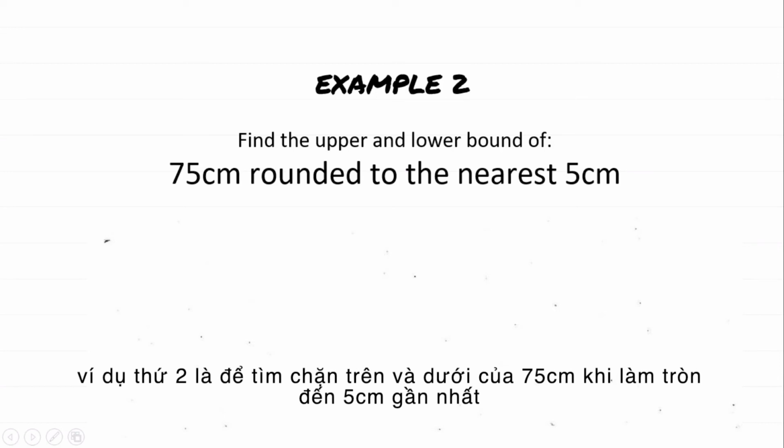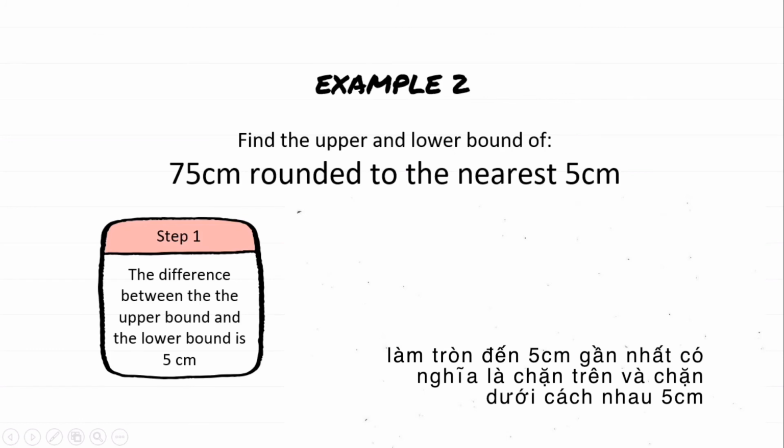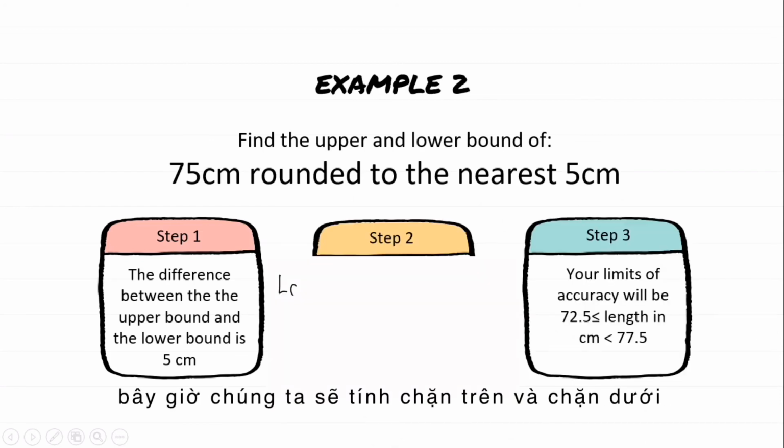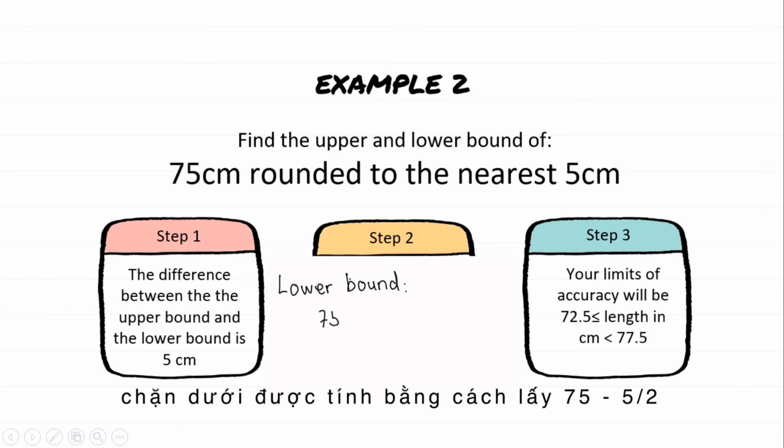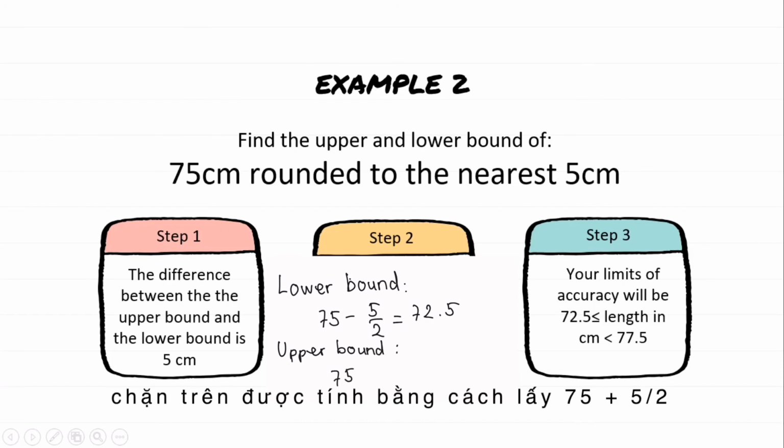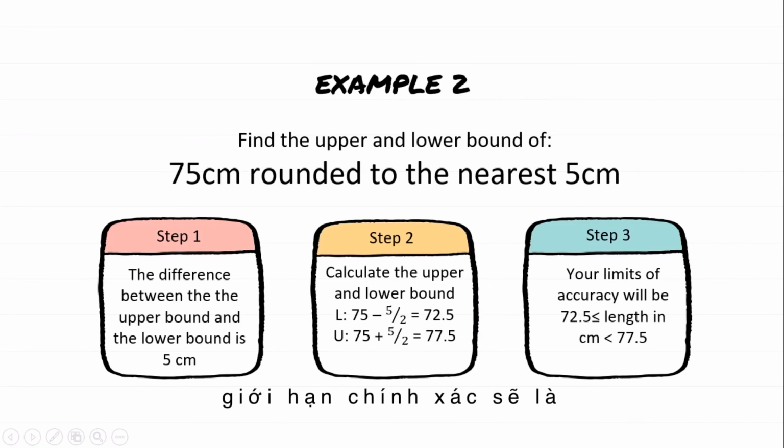Our second example is to find the upper and lower bound of 75 cm rounded to the nearest 5 cm. Rounded to the nearest 5 cm means the difference between the upper and lower bound is 5 cm. So you'll need to calculate the upper and lower bound. The lower bound is calculated by subtracting 5/2 from 75, and the upper bound is calculated by adding 5/2 to 75. Thus, you will get length in centimeter greater than or equal to 72.5 and smaller than 77.5 centimeter as the limits of accuracy.